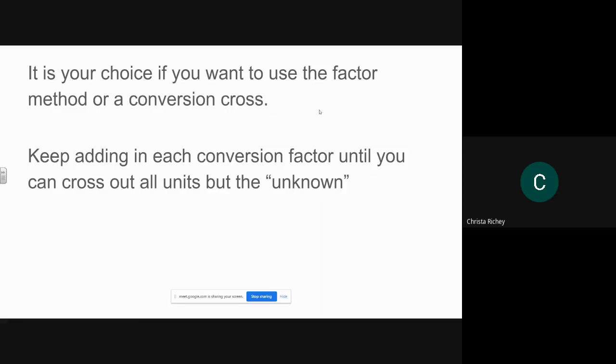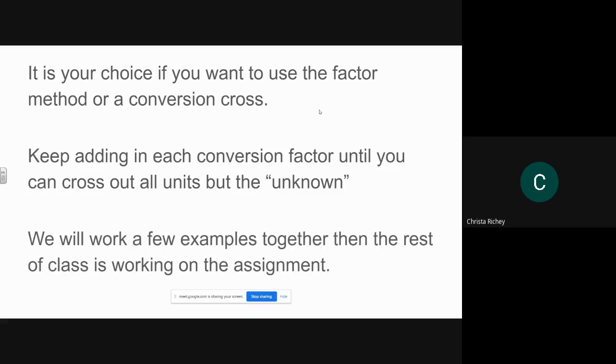You're going to just keep using your conversion factors. Remember, they can flip upside down until all that's left is what you're trying to solve for, which, whether it's a conversion factor or a conversion cross, is going to be the top right-hand thing. And like I said, I will show you both ways. We're going to do a couple of them together on your notes so that you have one that's worked out correctly. And then I have the assignment paper, which you can do online, but I printed them out. And honestly, I think most of you will probably want to do them on paper. And maybe you can make more copies.